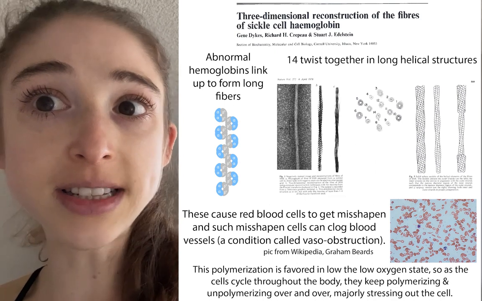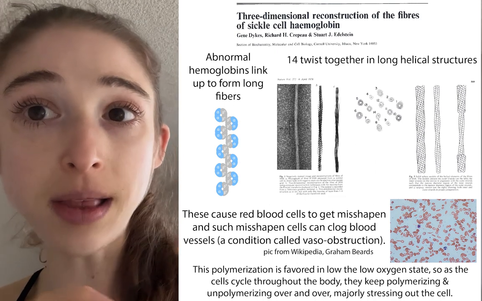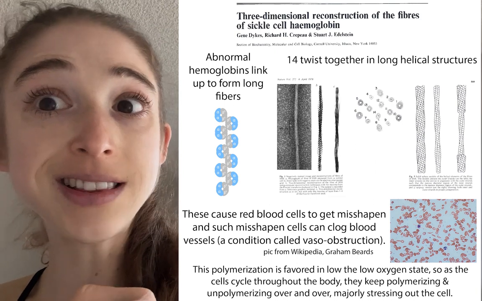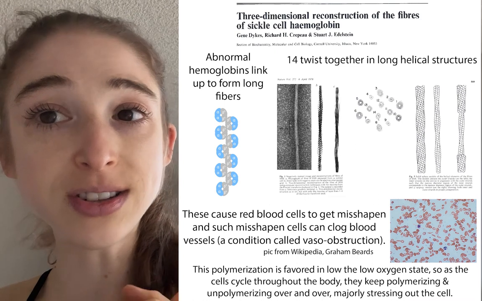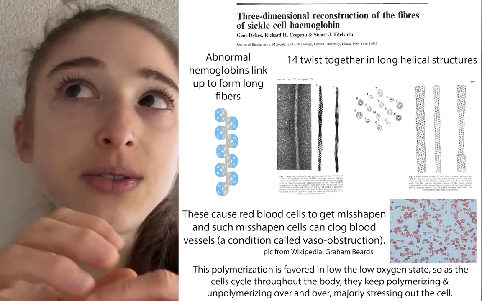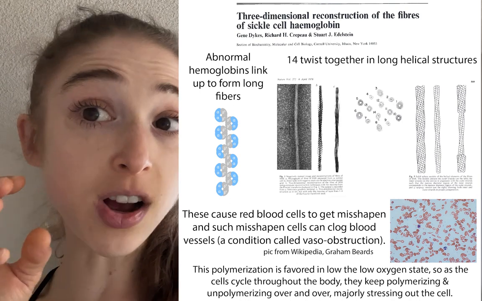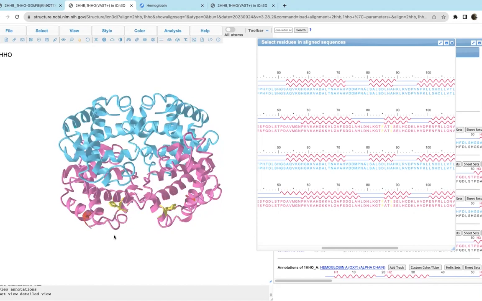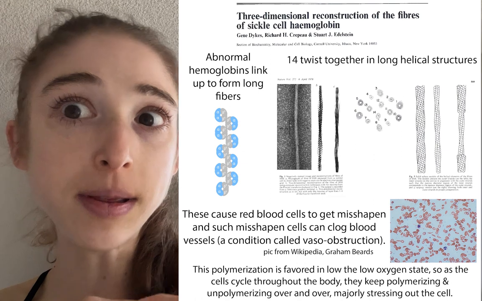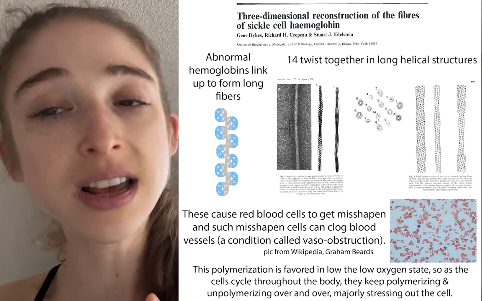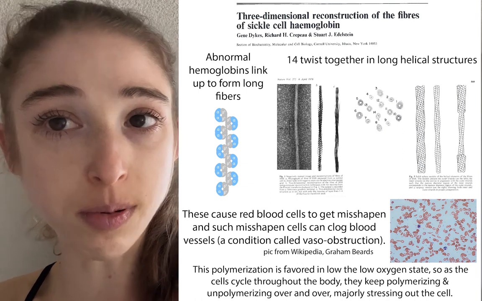This polymerization is then going to cause the blood cells to get misshapen, which is why you get that sickle shape. And those misshapen blood cells are then going to clog up blood vessels. And because you have this cycling between the oxygenated and deoxygenated states, and that deoxygenated state's the big problem, what's going to happen is that you're going to get polymerization and depolymerization and polymerization and depolymerization, which is going to totally stress the cells out. And so this is going to cause further problems.